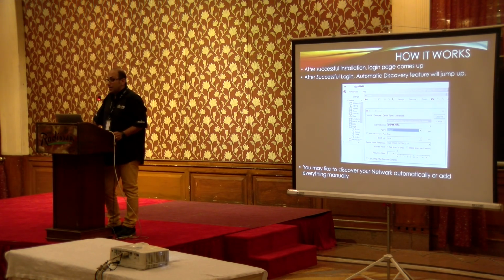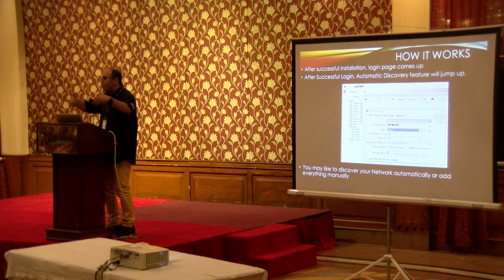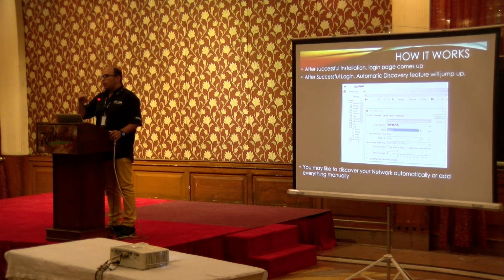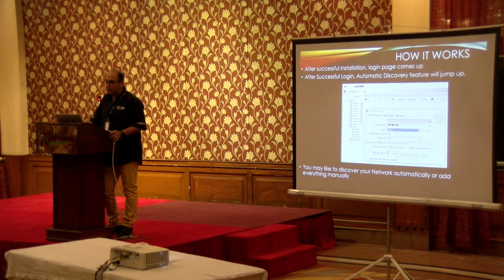You just need to first log in to your server. Immediately after login, automatic discovery comes up. You don't need to do anything. It automatically discovers your network. It finds any single reachable device. For example, if you have a Windows computer with the Windows firewall enabled, you cannot ping that computer, so it doesn't discover it. This is the initial requirement. That device should be reachable in layer 3, which means it should be pingable. You may like to discover your network automatically, or it's also possible to add everything manually if you like.